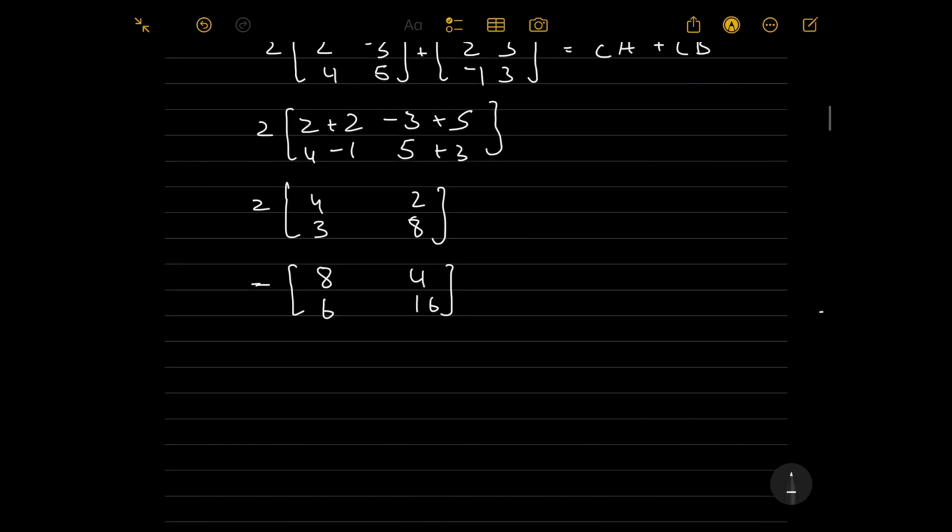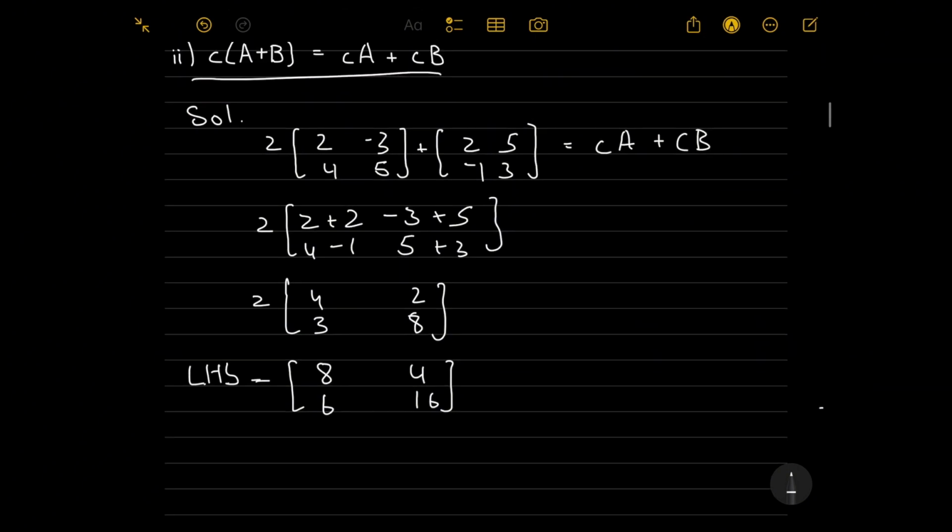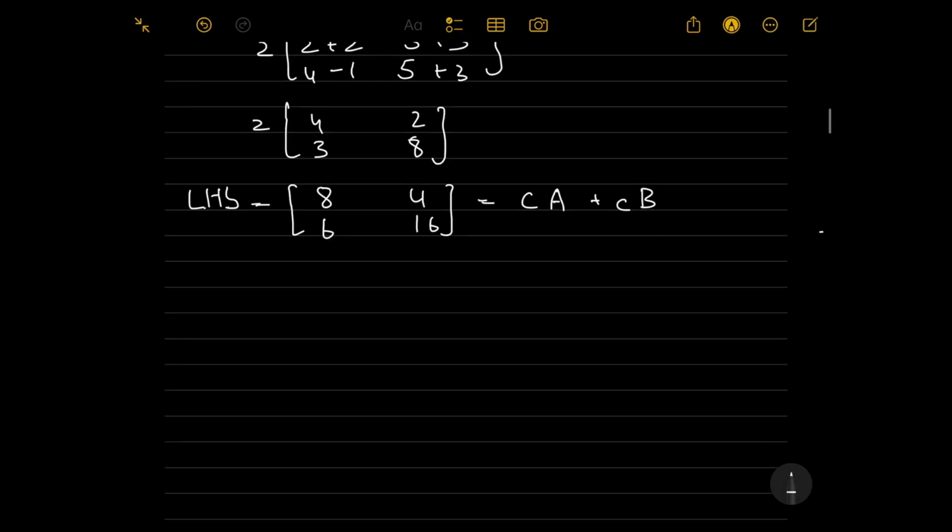So we got the left hand side here. So LHS, left hand side. Right hand side is CA plus CB. Now we're gonna put the values in the right hand side. So right hand side, C is 2. So 2 into A is 2, minus 3, 4, 5, and then again C is 2, then B is 2, 5, minus 1, and 3.